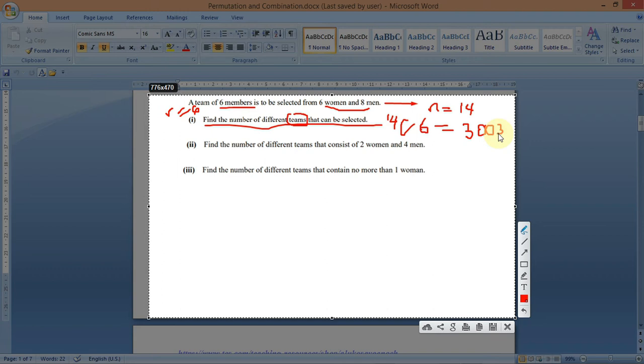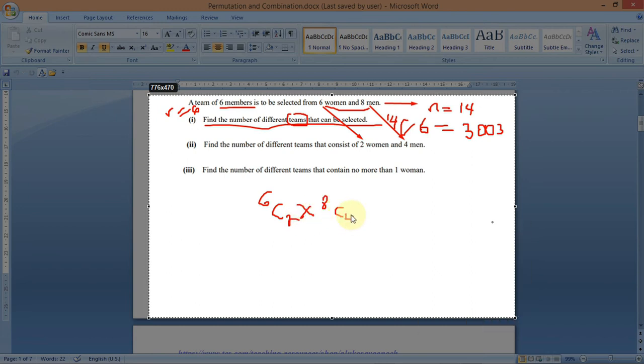Okay, so now let's go to the next question. The next question says, find the number of different teams that consist of 2 women and 4 men. Now, out of 6 women, I want 2 women, and out of 8 men I want 4 men. So I can do that this way: 6 combination 2, then times 8 combination 4.